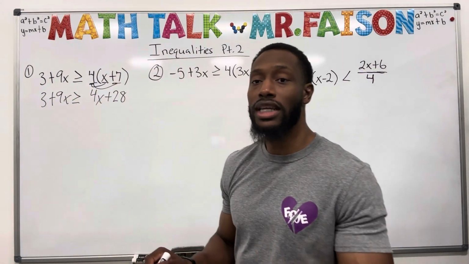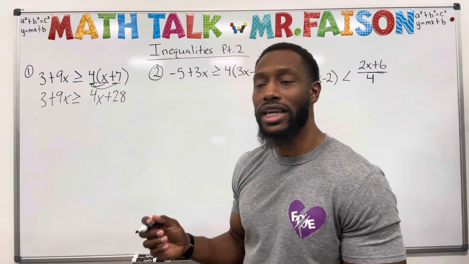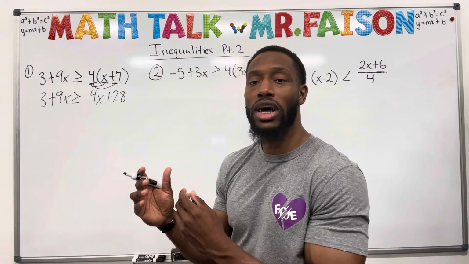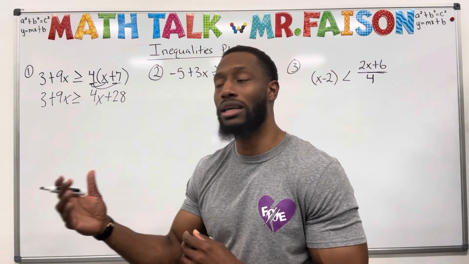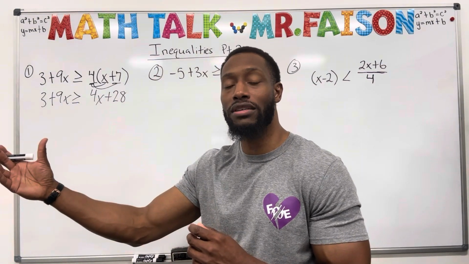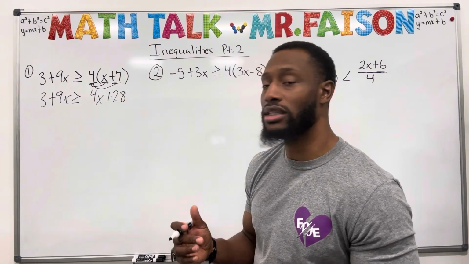Now, what I have to understand is this inequality represents a brick wall. Right? So I can't just move things over the brick wall. I have to move it mathematically. When we talk about moving things, I want to get all my like terms on the same side. So all my x's on one side of the inequality and all my regular numbers on the other side. How do we do that? We do it like this.